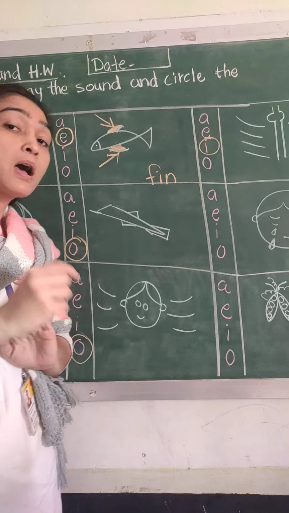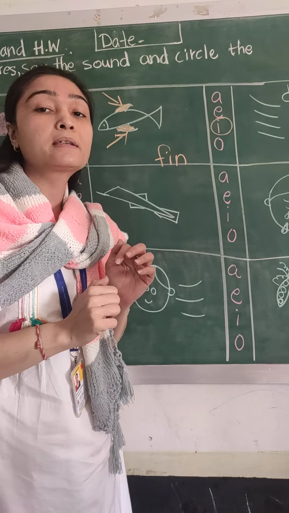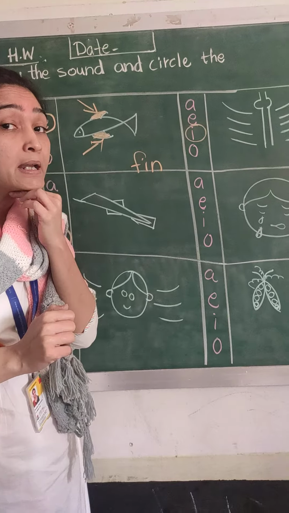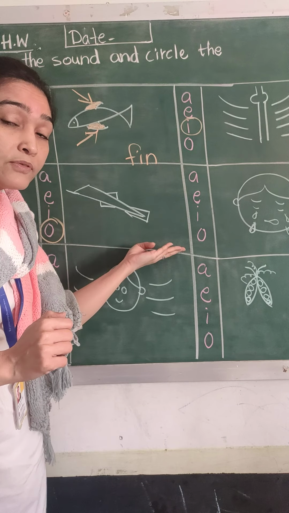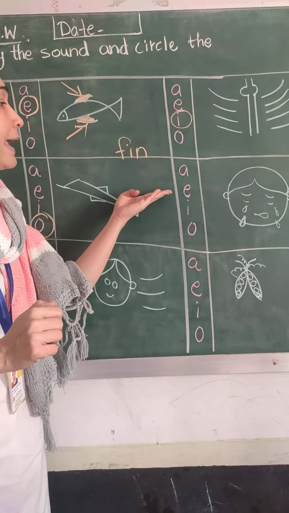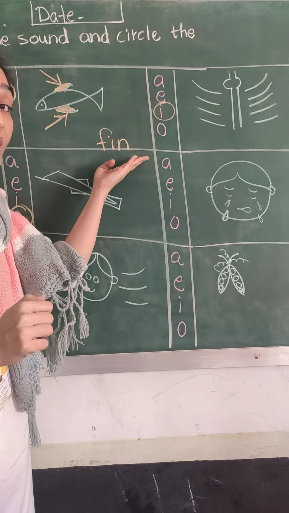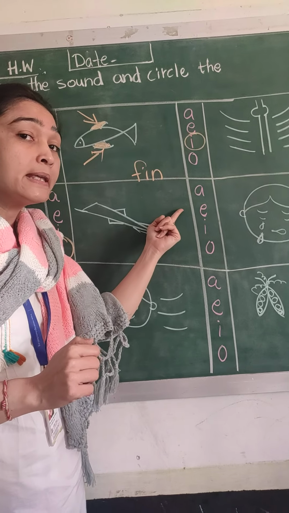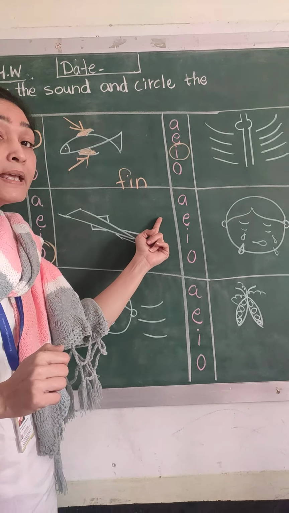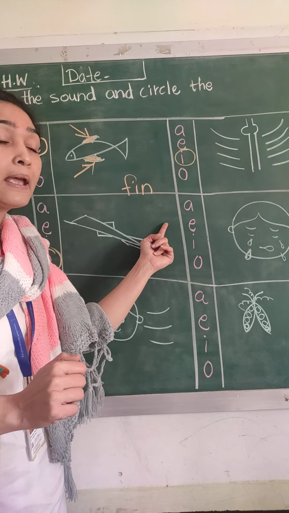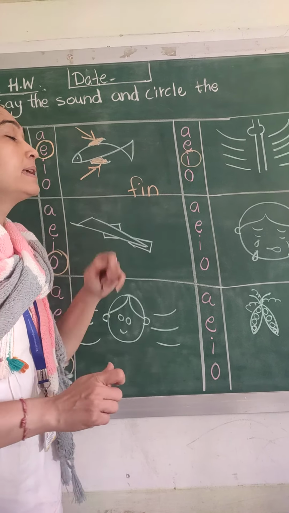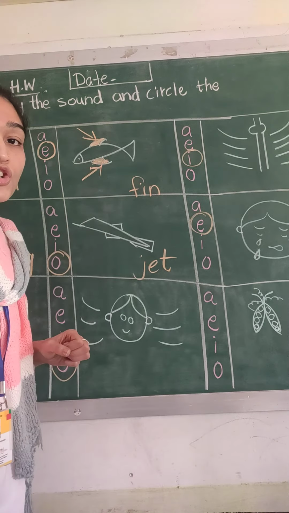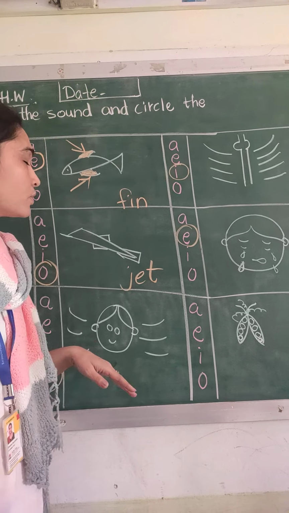Next is the picture of a jet. Jet. What do you hear when I say jet, children? It is the sound of which vowel out of these? Is it O, E or A? Which vowel is it? Is it I or E? Jet. Yes, it is letter E. Jet.